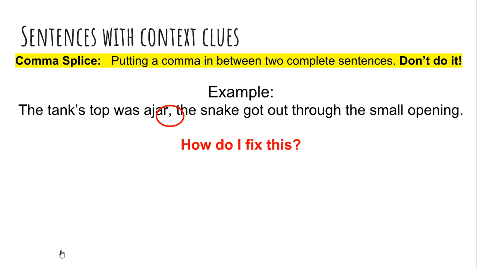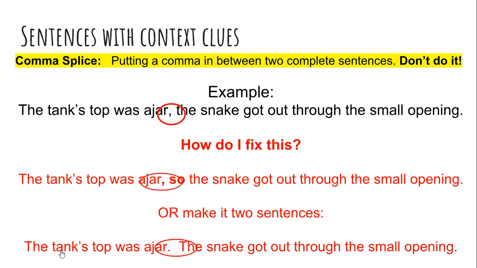Putting a comma in between 2 complete sentences, don't do it. Here's an example. The tank's top was ajar, which means left open a little bit. The snake got out through the small opening. Now, if you were to just read that, the tank's top was ajar, the snake got out through the small opening, it doesn't sound like it's wrong, but those are 2 complete sentences with a comma jammed in there. You should end that one sentence and start the next. Or if you really want them to go together as a sentence, add a conjunction.